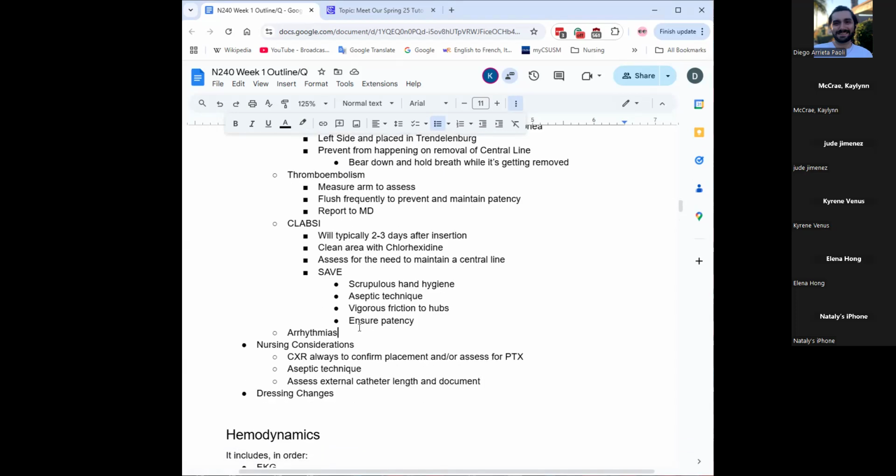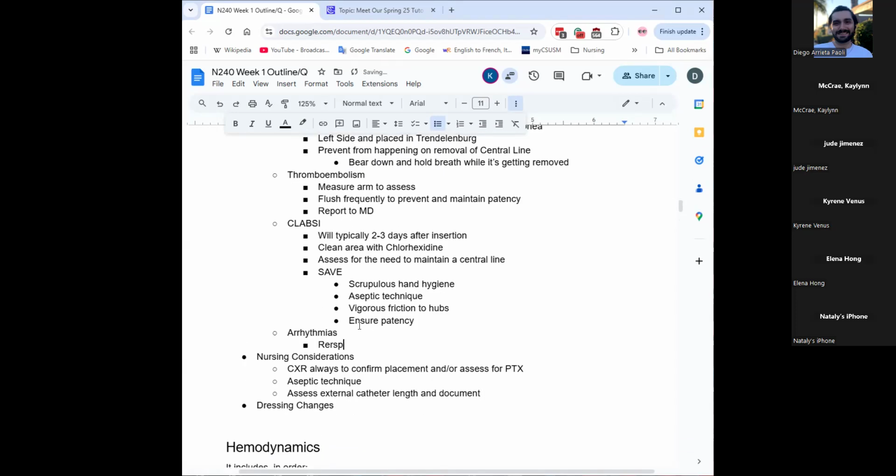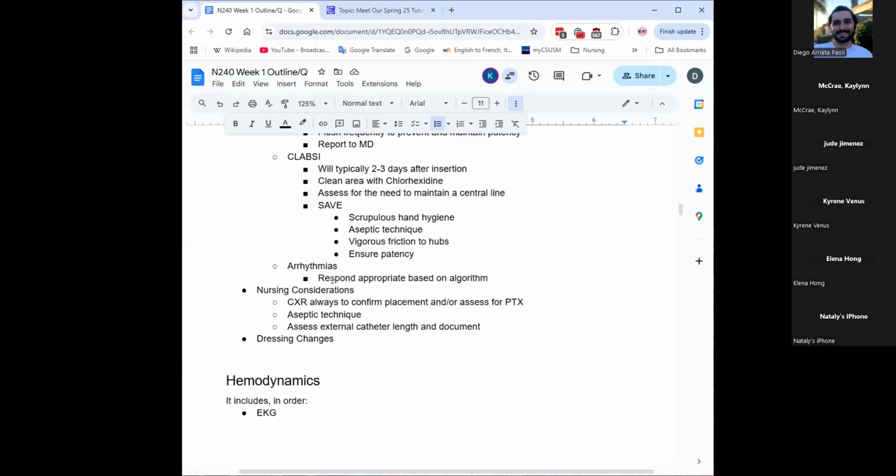Good times. All right. And this one's just arrhythmias. It just depends on what it is. It's not much. Depends on which arrhythmia you get. And then nursing considerations. If it migrated in, we're gonna talk about pulling it out. So remember your pull-out game is strong. That's what you gotta remember.